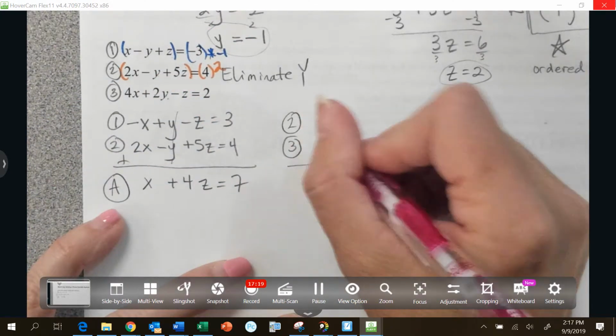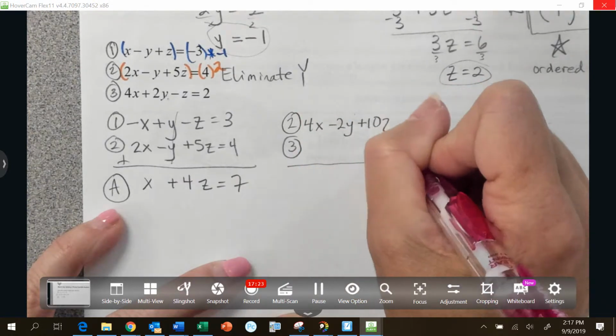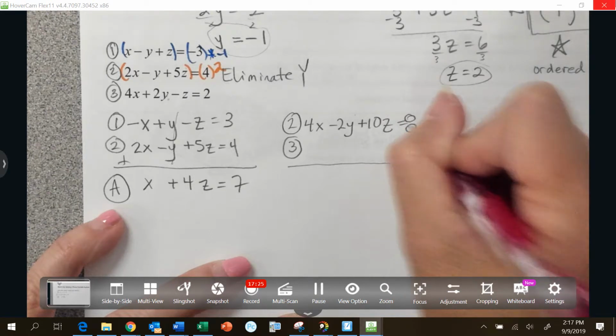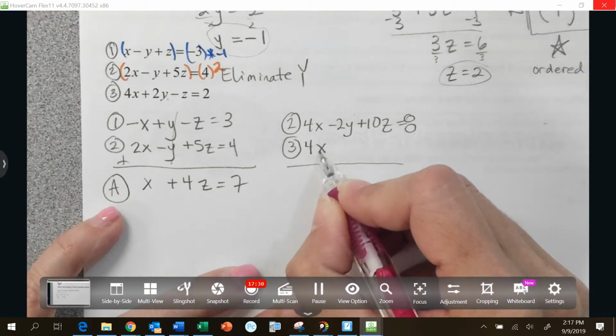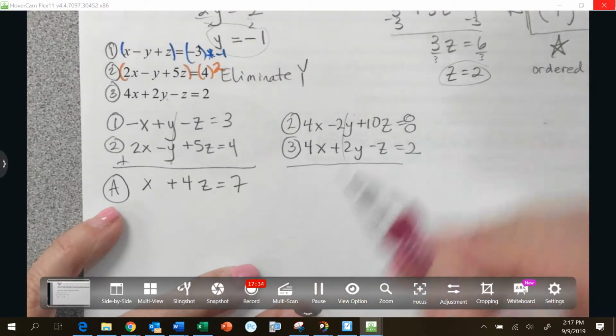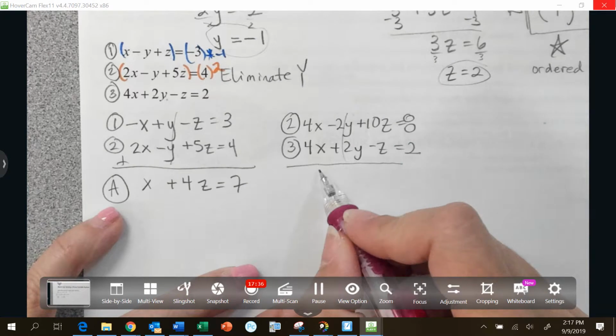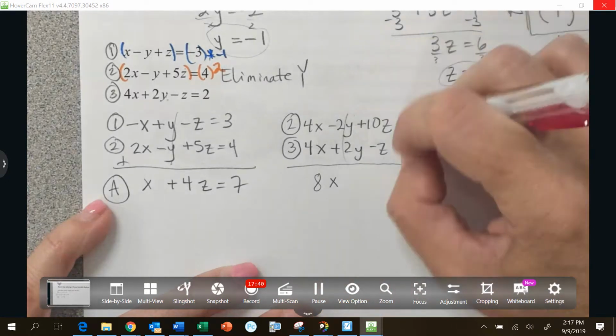So equation 2 is going to be 4x minus 2y plus 10z equals 8. And equation 3 I did not have to change: 4x plus 2y minus z equals 2. Now add those up and I'm going to get 8x. Is that an equals 8? That's an 8.